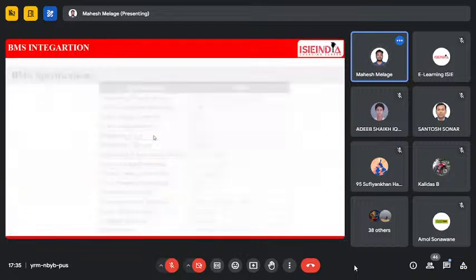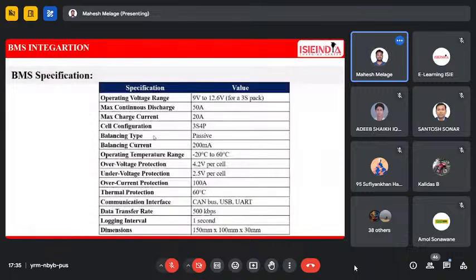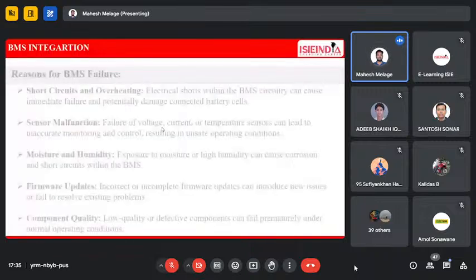These are the specifications of the BMS. Each BMS has different specifications, depending upon the load, voltage, and current rating. Okay. In this specification, you can see the voltage, discharge current, maximum current, cell balancing type, over voltage, under voltage. These are the levels of the BMS specification.